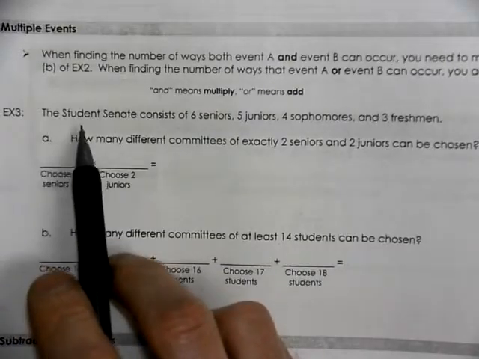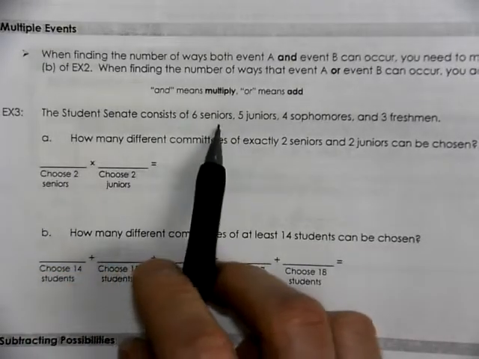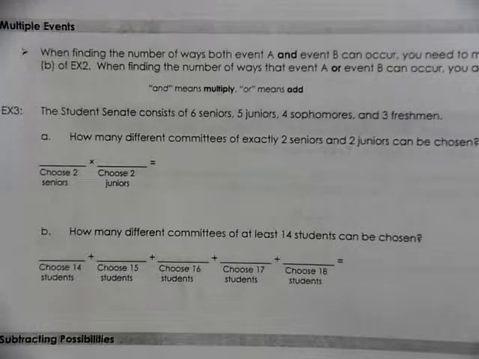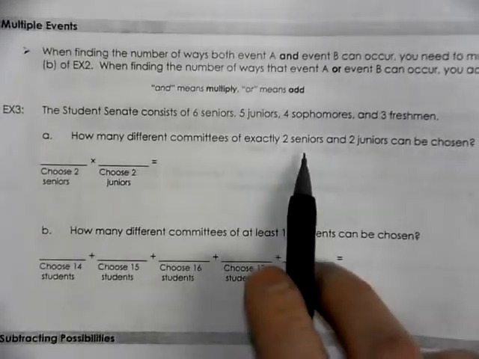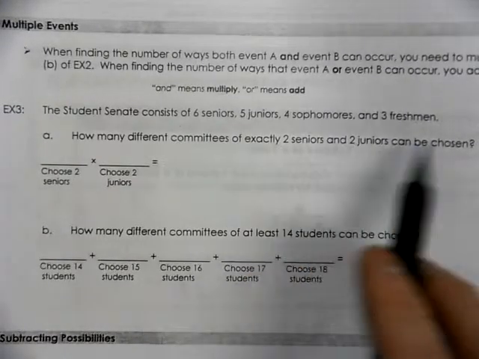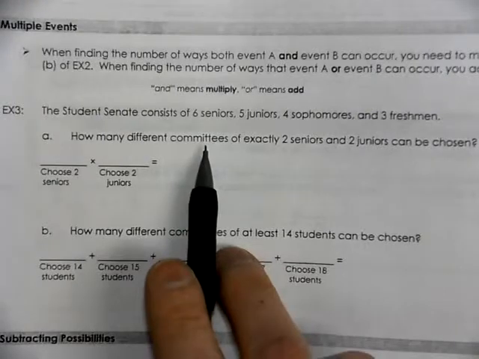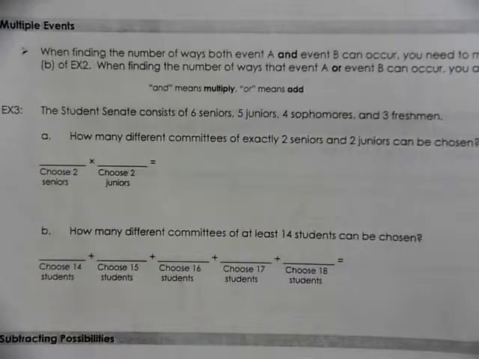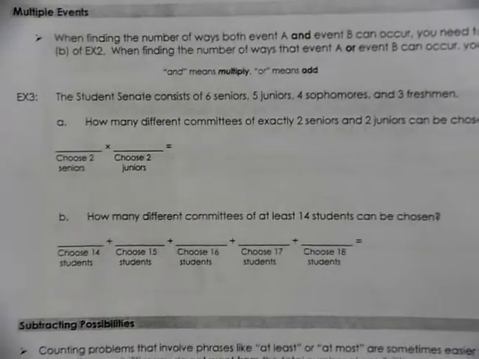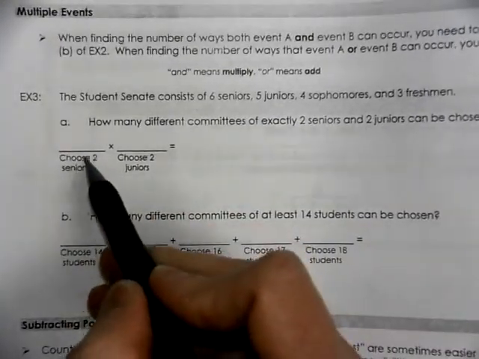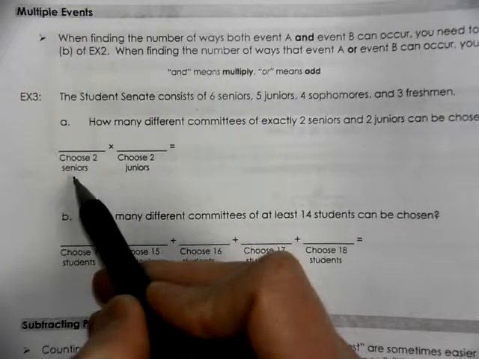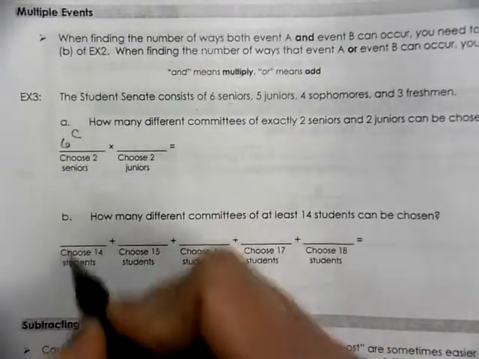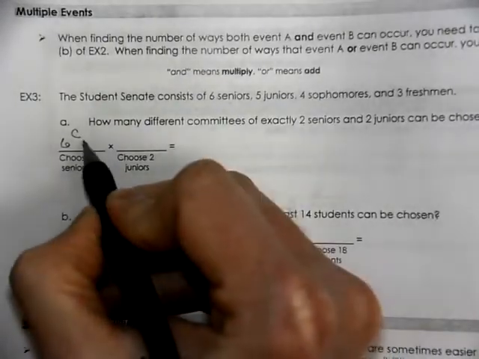So if you think about it, the Student Senate consists of 6 seniors, 5 juniors, 4 sophomores, and 3 freshmen. How many different committees of exactly 2 seniors and 2 juniors can be chosen? You want a committee to have 2 of each class, and how many different options would there be? Well, first, you're going to look at the number of ways that you can pick a senior. You notice that there are 6 seniors, and you're going to choose 2 of those.